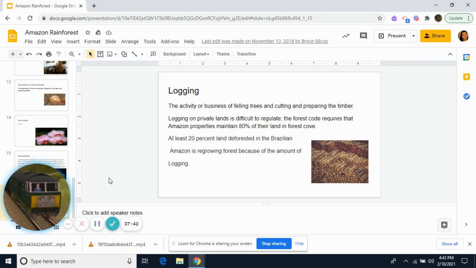Logging, the activity or business of felling trees and cutting and preparing the timber. Logging on private lands is difficult to regulate. The forest code requires that Amazon properties maintain 80% of their land in forest cover, at least 20% of land deforested in the Brazilian Amazon is growing forest because of the amount of logging.